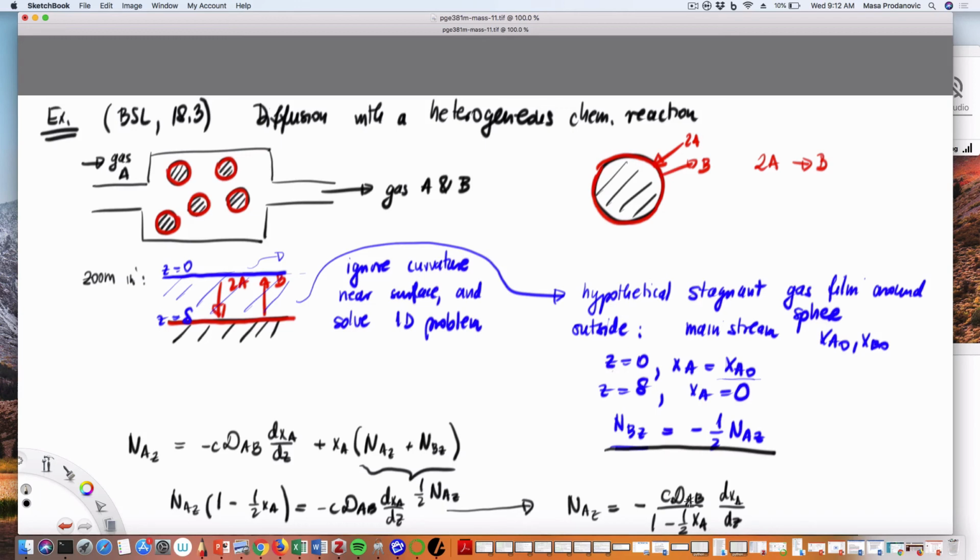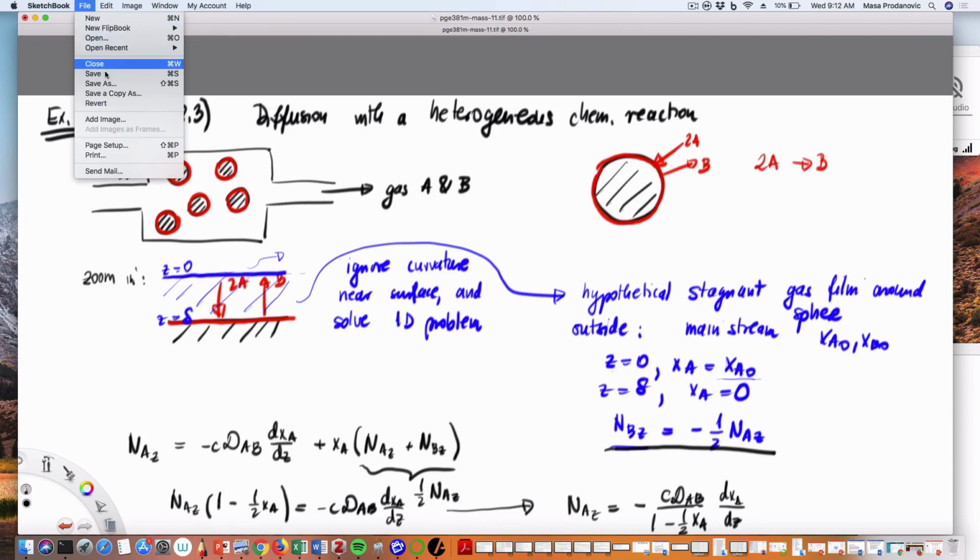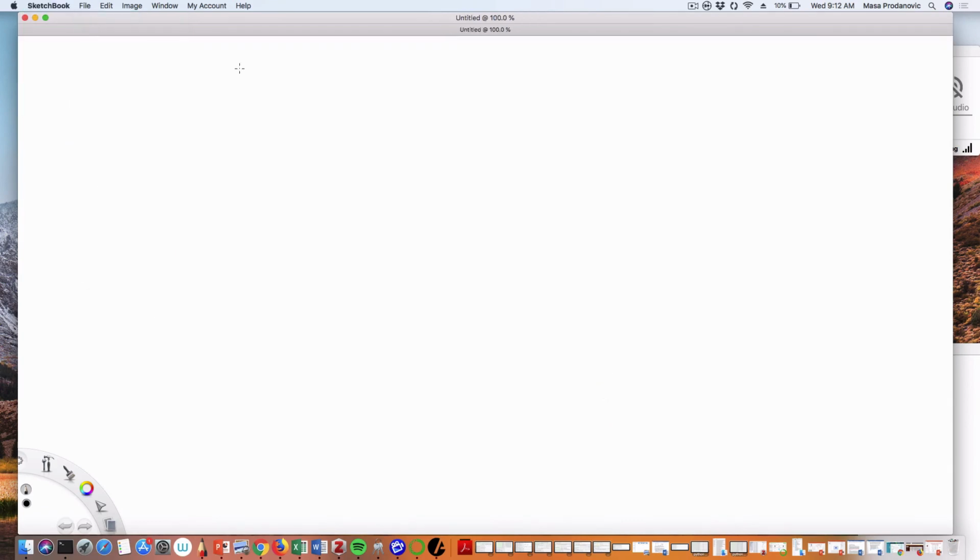Now, I know that from the shell balance before, I don't need to solve it again. So from before, we know already that dN_Az/dz is equal to 0.